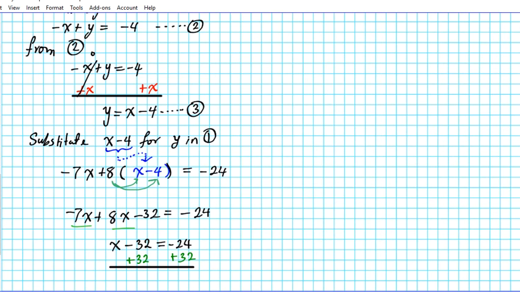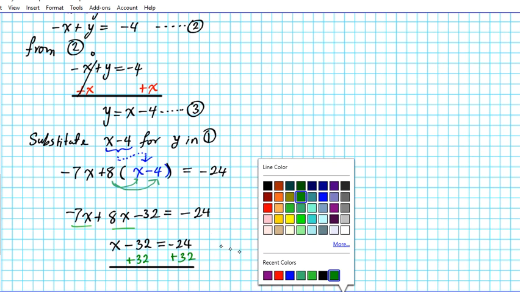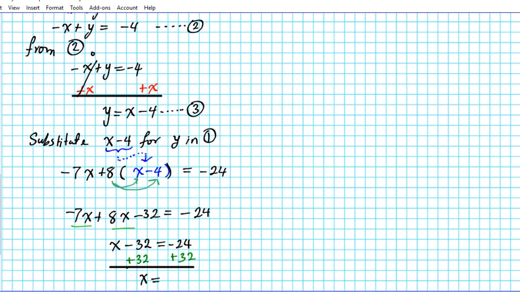So x is equal to, because that adds up to 0, combine this, negative 24 plus 32, you'll get 8. And that's our first answer.